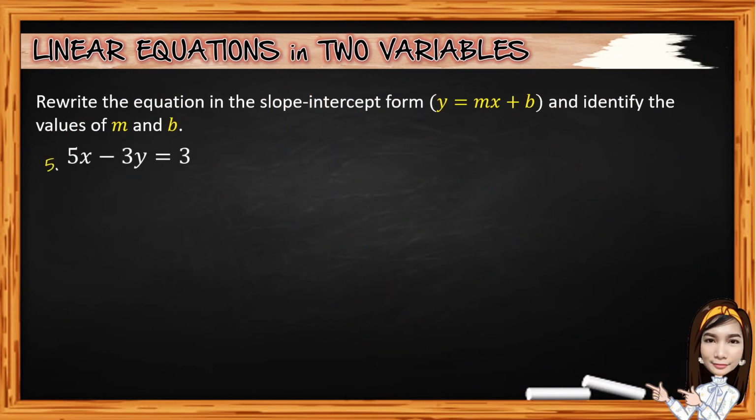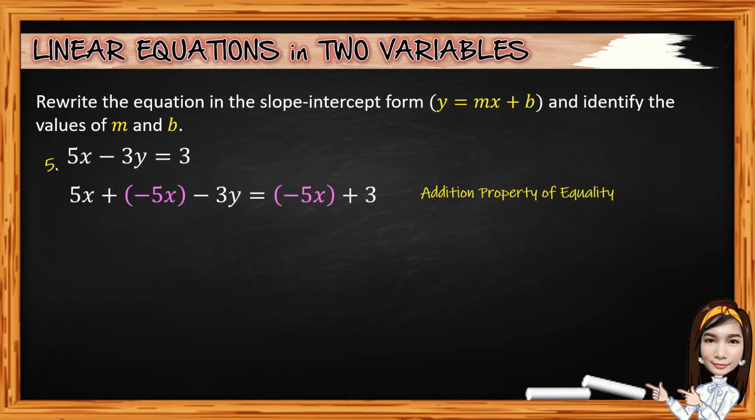For number 5, we have 5x minus 3y equals 3. Using addition property of equality, we are going to add both sides the additive inverse of positive 5x, which is negative 5x, so that we can eliminate 5x. 5x plus negative 5x is equal to 0. So we have the remaining negative 3y equals negative 5x plus 3. As you notice, that positive 5x turned into negative 5x on the right side.